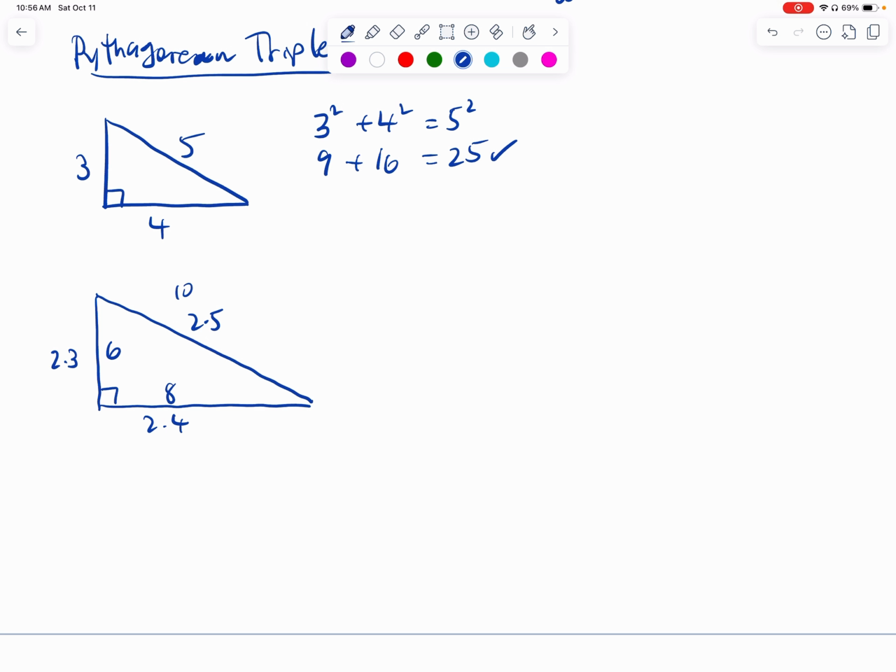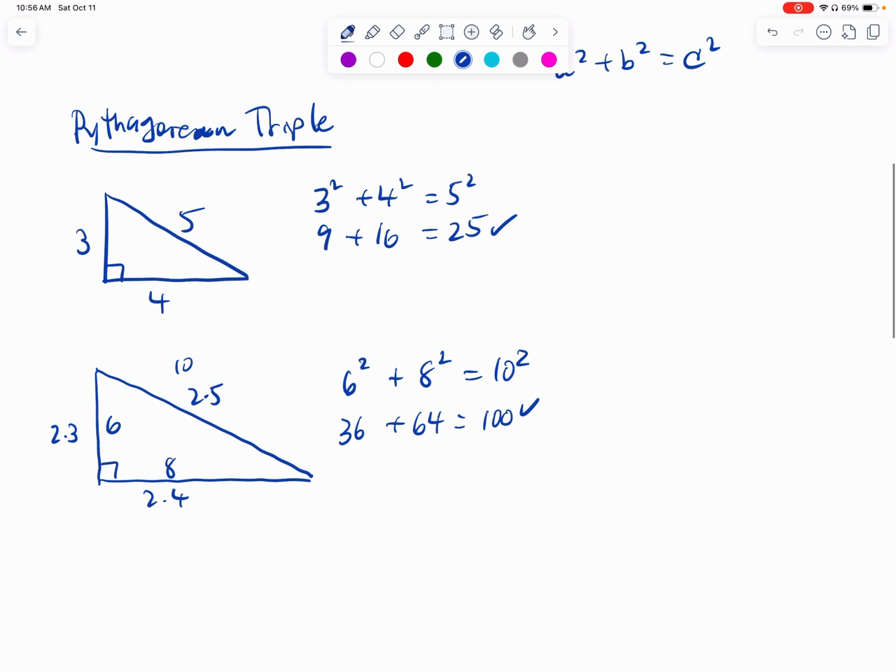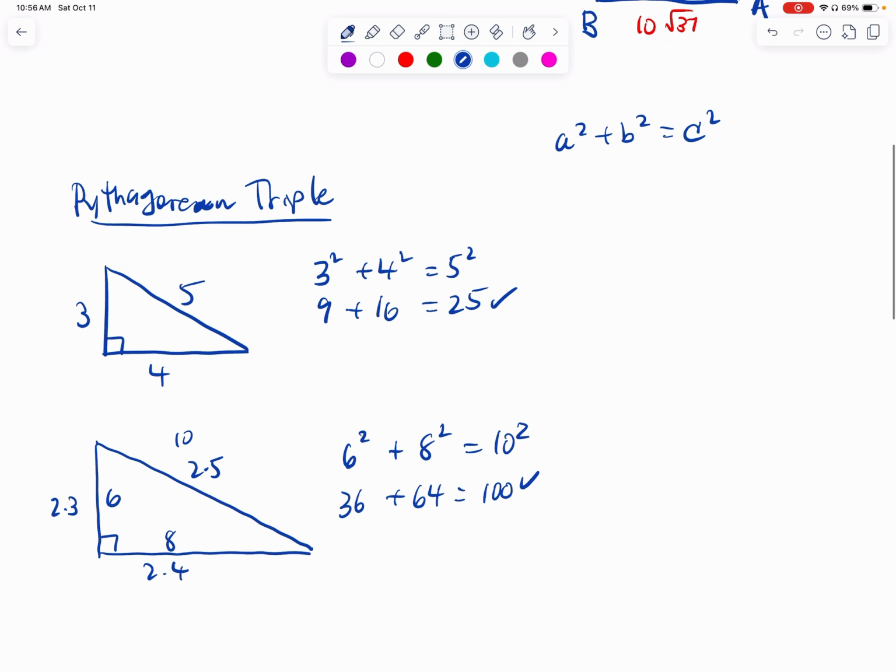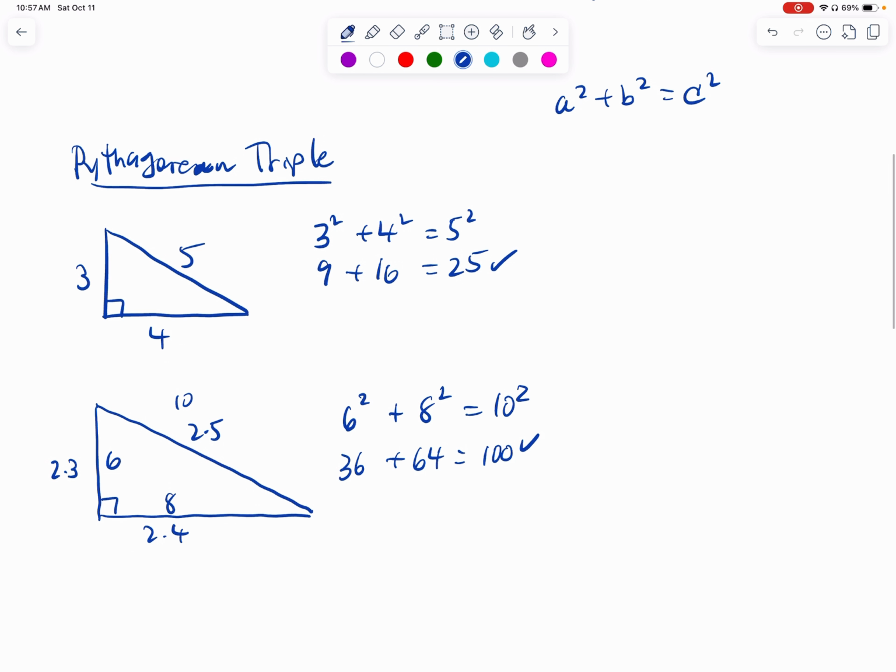And guess what? This also is a Pythagorean triple. So I have a 6 squared plus an 8 squared is equal to 10 squared, just to show you. 36 plus 64 is in fact equal to 100. Okay? And so the more of these Pythagorean triples that you can recognize, the faster it is to solve some of these problems and saving time. Kind of key on PSAT and SAT.